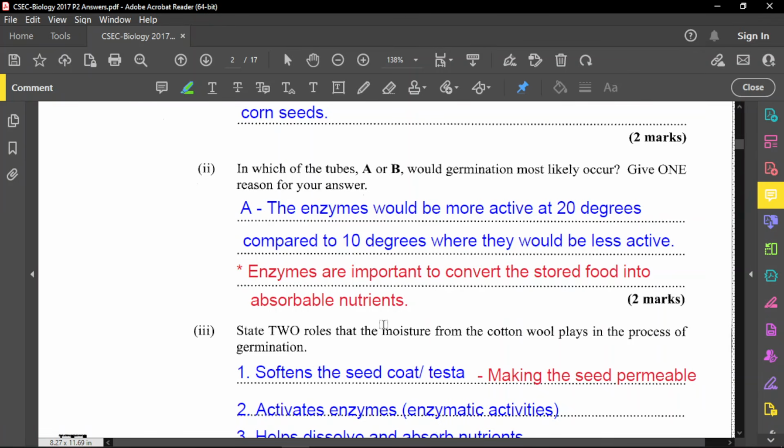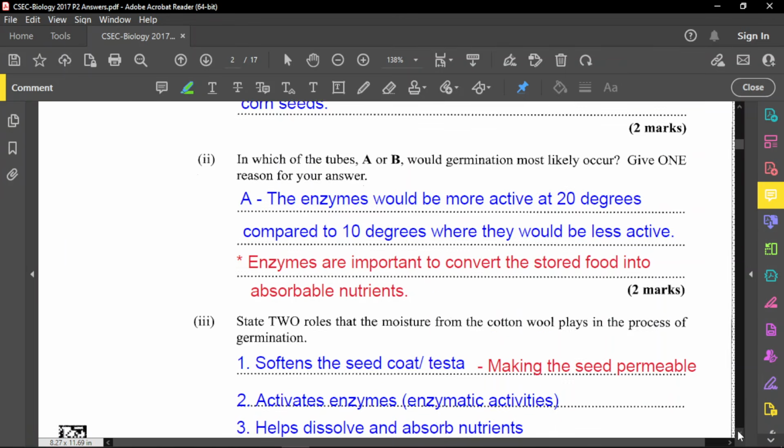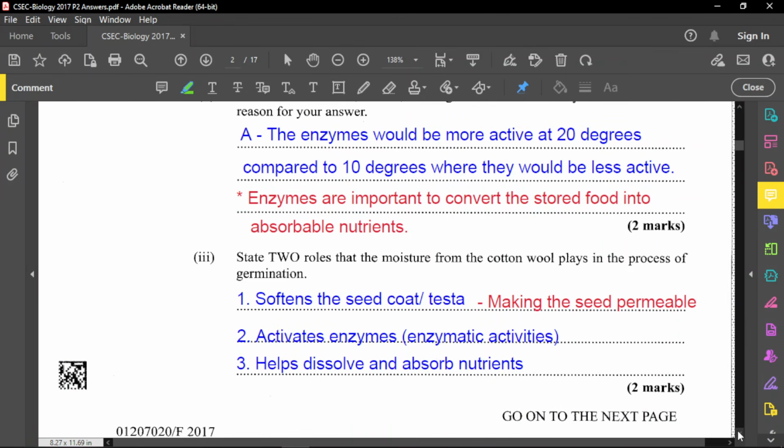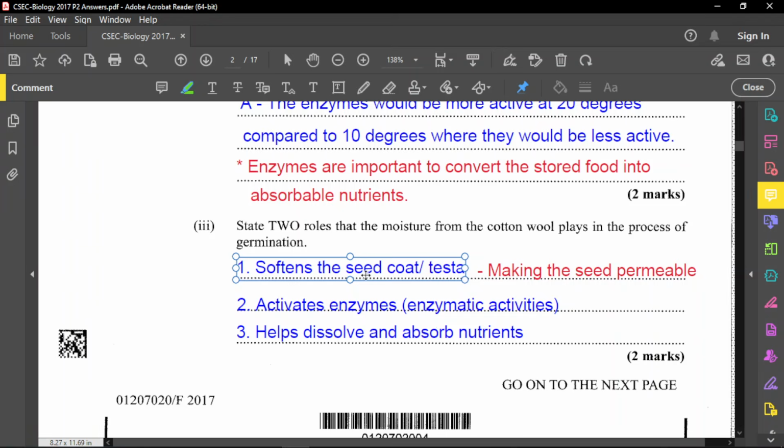Now part 3 is to state 2 roles that the moisture from the cotton wool plays in the process of germination. So the moisture, which is water, will do a number of things. One is that it softens the seed coat, which we call the testa. The purpose for that is to make the seed permeable to oxygen that is going in, and also permeable to the flow of nutrients as well. The moisture from the cotton wool also activates enzymes. And so the enzymes now are able to carry out the chemical reactions, or what we call enzymatic activities.